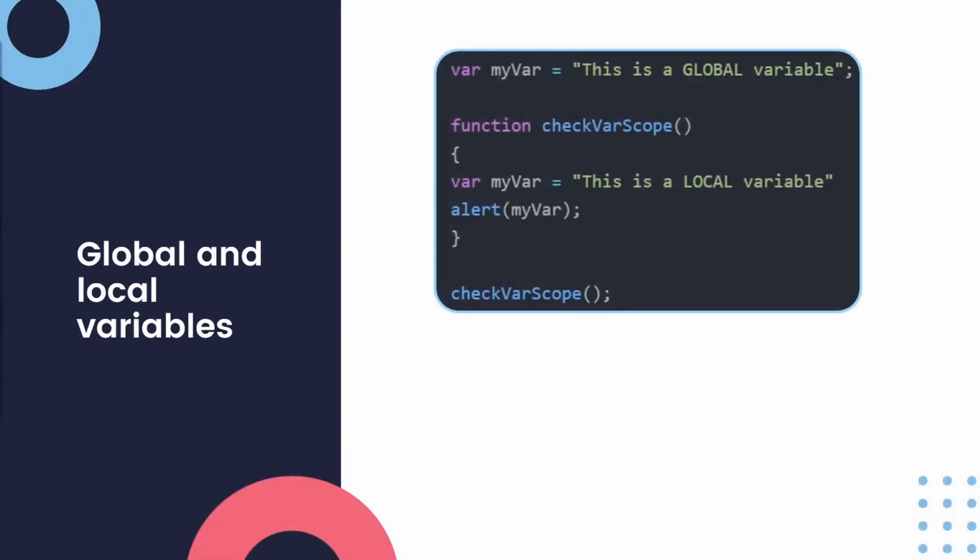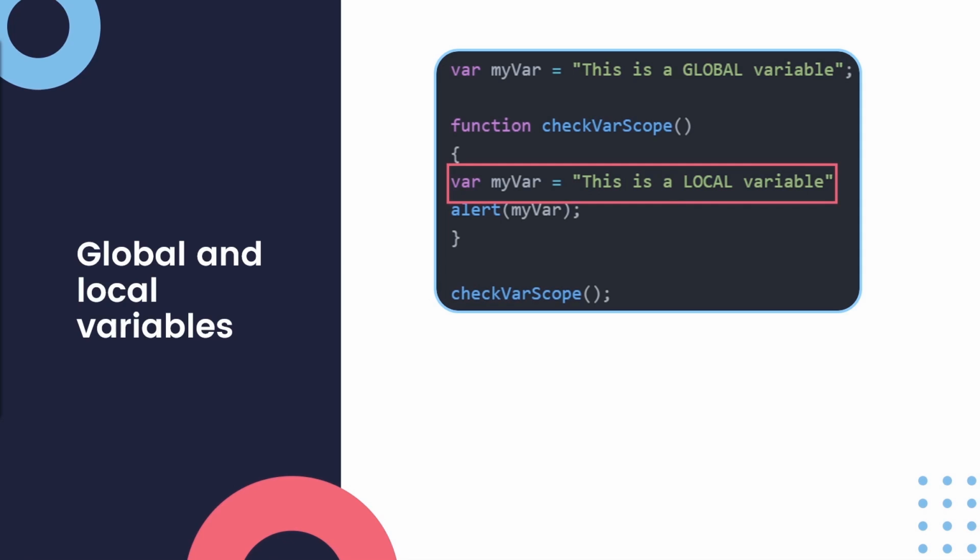Now, if we take a close look at the code over here, in our first line, we're creating a variable called my_var, and we've assigned it a string value of "this is a global variable". So we know this is our global variable in this snippet of code. We then create a function called check_var_scope, and then we supply the block of code that needs to be executed when calling this function. But first, you'll notice that we are setting my_var equals "this is a local variable".